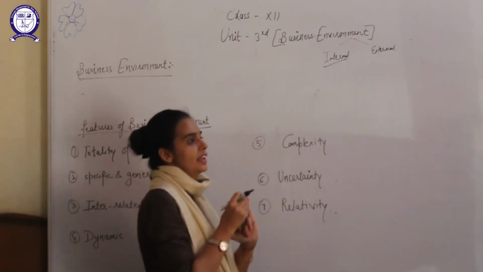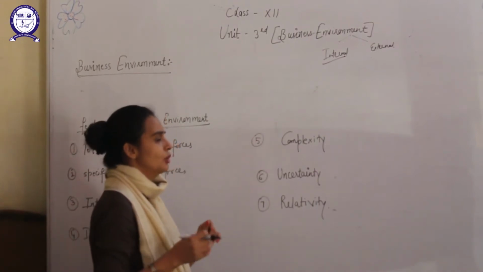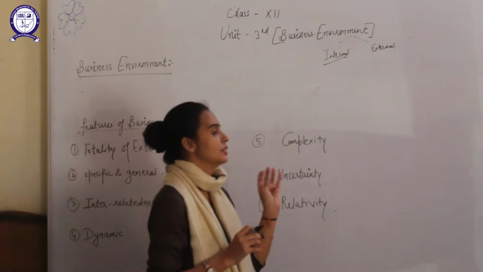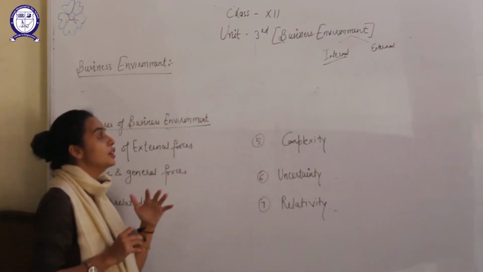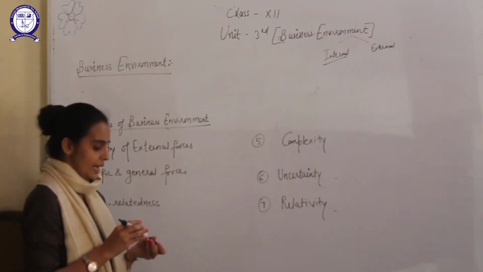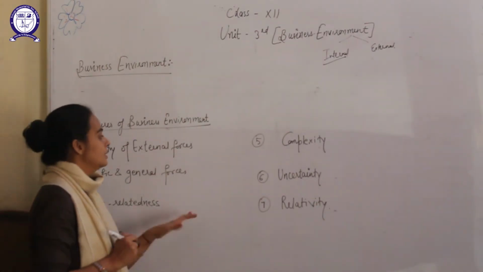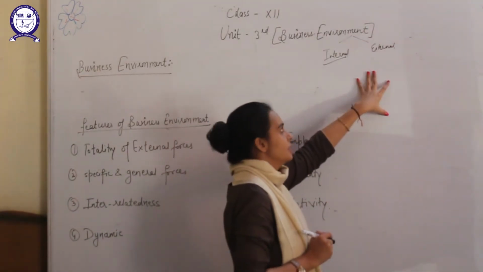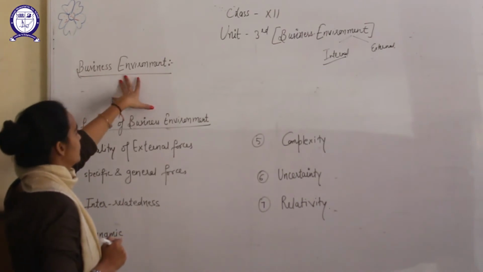Internal factors are like finance of the organization, manpower of the organization, management of the organization. External factors are like government, customers, competitors, political environment, economic environment. So these are the factors outside the organization and these are not controllable by the organization. In this unit we have to study the external factors. Clear? So what is the meaning of business environment?